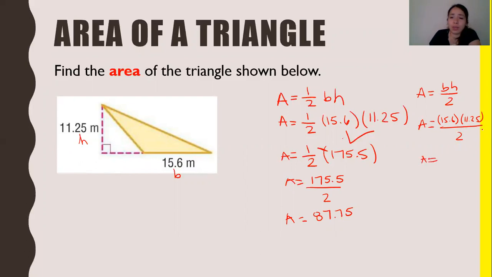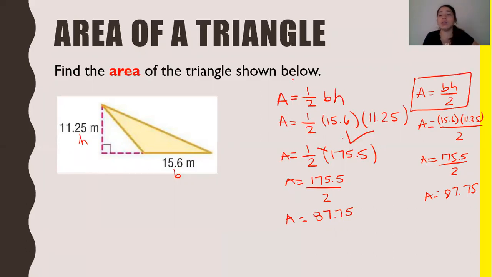And that gives you, we know that the top part, it's 175.5 over 2, and that gives us the same answer. It's just one step less. Because notice this is 1 step, 2, 3, 4. Well, this one's only about 3. So let's get used to using this as our formula. Area is equal to base times height over 2, or divided by 2.